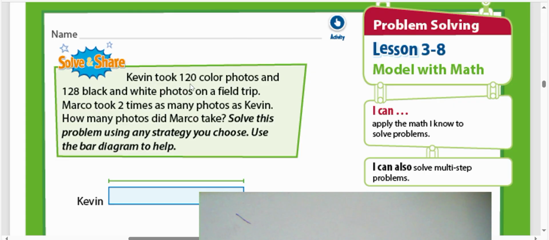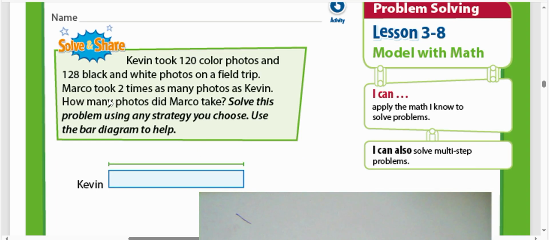First here, Kevin took 120 color photos and 128 black and white photos on a field trip. Marco took 2 times as many photos as Kevin. How many photos did Marco take? Solve this problem using a strategy you choose. Okay, we have 2 times the number, so we need to multiply by the number.